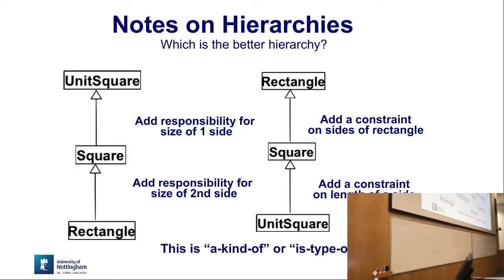The right. Okay, so in the right one, the rectangle has more responsibilities than the square, and the square has more responsibilities than the unit square. But on the left side, the responsibilities increase as we go down. That's why the right one is better. Okay.